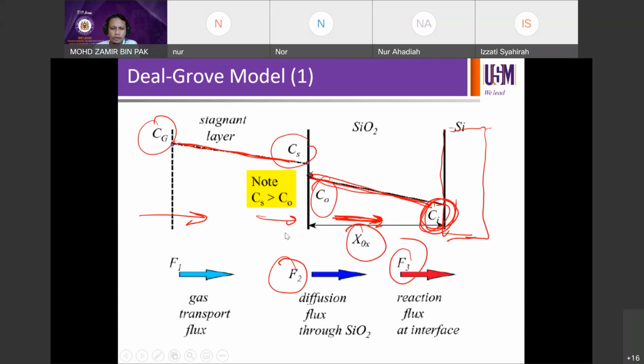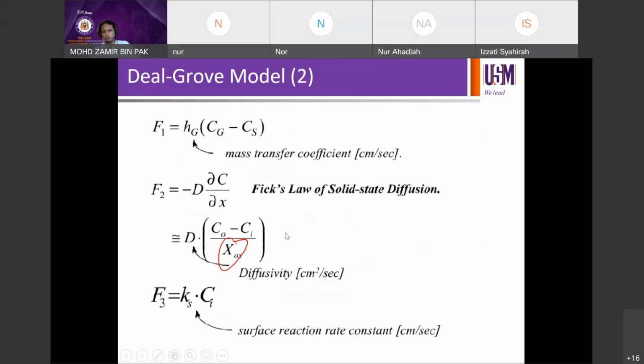It may not be obvious yet how you can use these equations, but eventually, maybe today or tomorrow, I'm going to give you one example to try out, to calculate the thickness of the thermal oxidation using the Deal-Grove model. You can try it out and see.